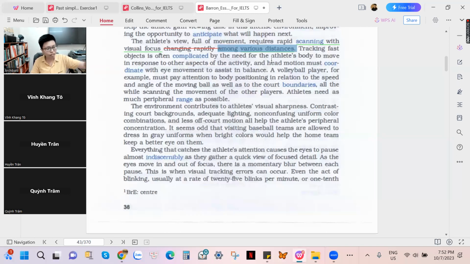When your eyes see things at a far distance, your brain is going to focus a lot on that person, on that object, because it is far away from you. The man is standing far away from you. So your eyes are going to aim at that man, to target that man for as long as possible, waiting for your brain to work on the concept of what that man is doing. That is why they use the word among various distances.